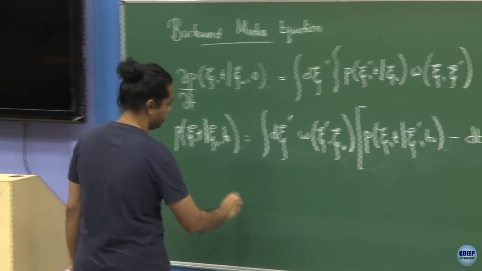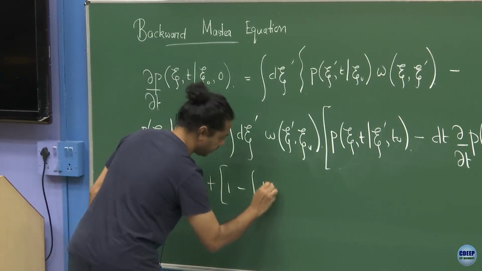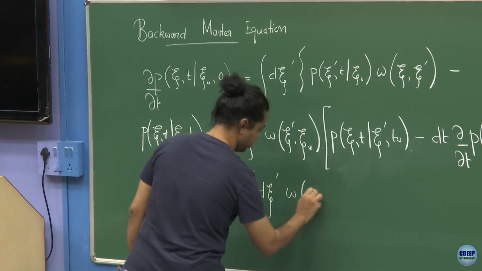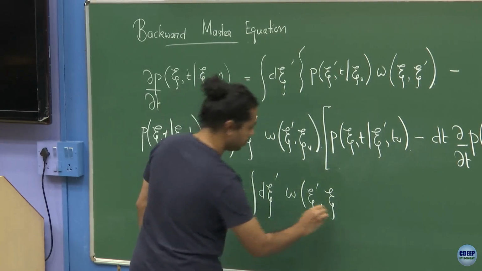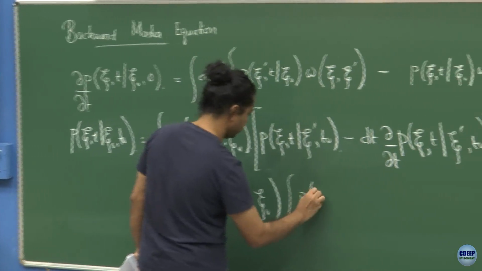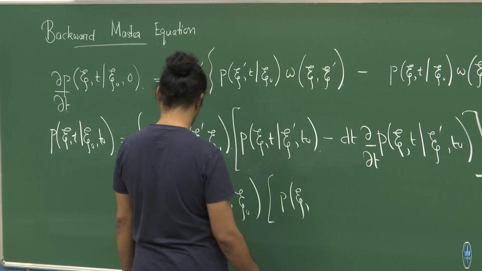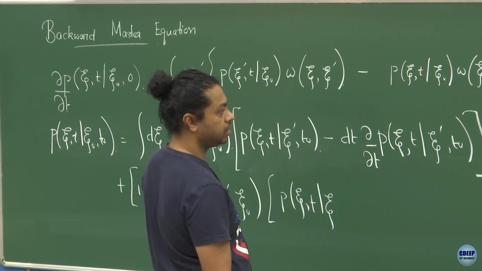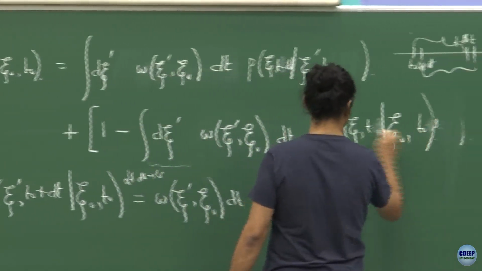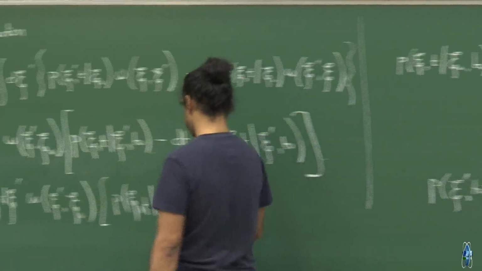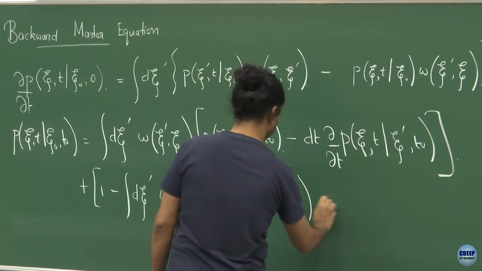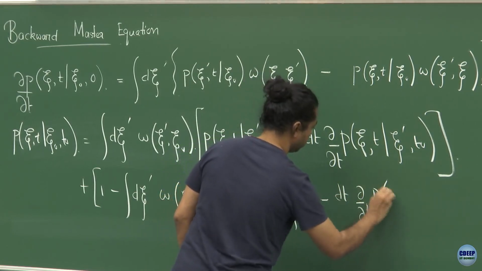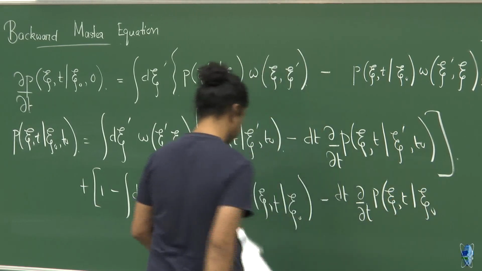And then again similarly for this: plus one minus integral d psi prime omega of psi prime to psi naught, and then again the same thing, p of psi, t; psi naught, t naught and t minus dt, minus dt del del t of p of psi, t; psi naught, t naught.